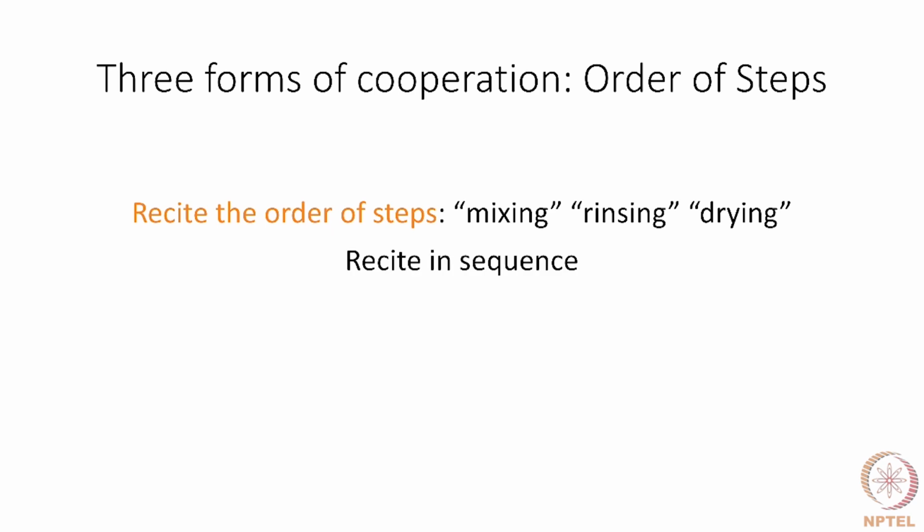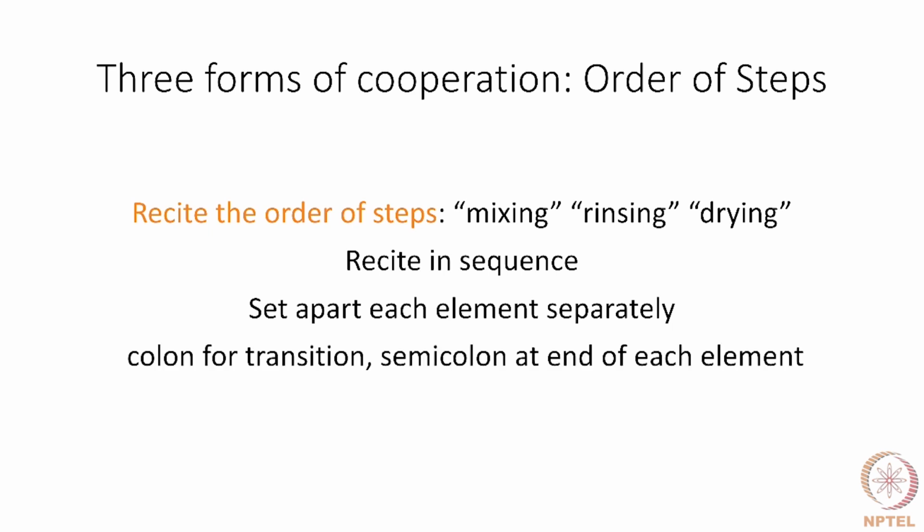Now for this you have to recite things in sequence. You also have to ensure that each element is set apart separately so that it is distinct, each element is distinct. Now for this you can use a colon at the end of a transition or a semicolon at the end of each element.